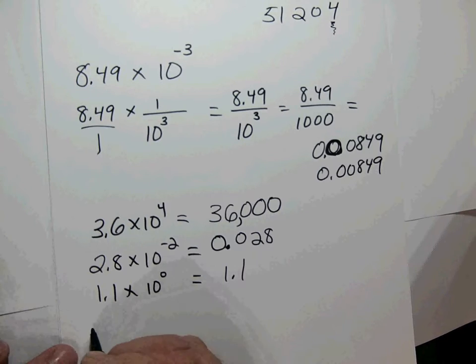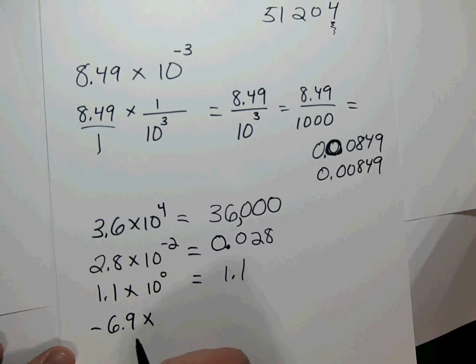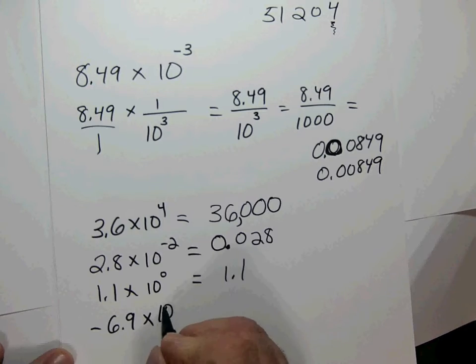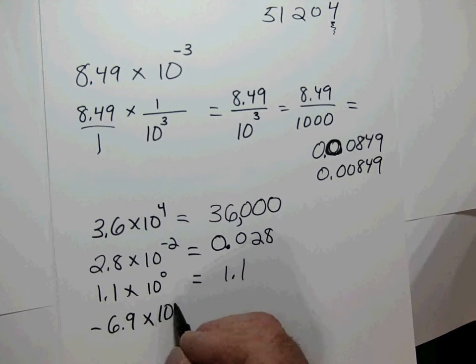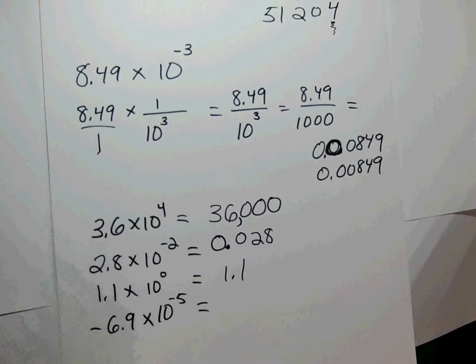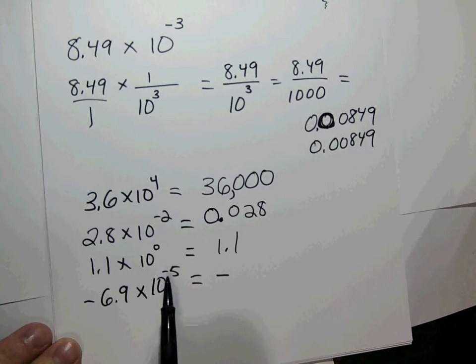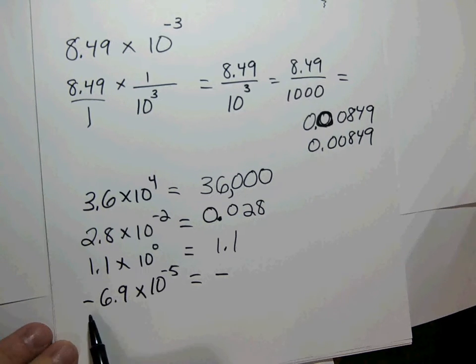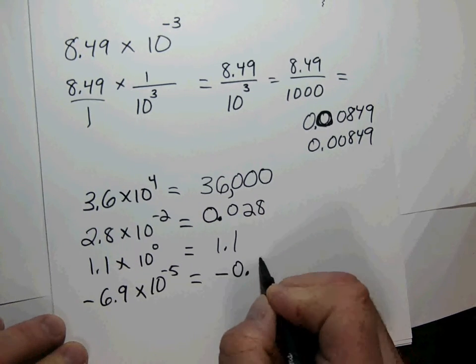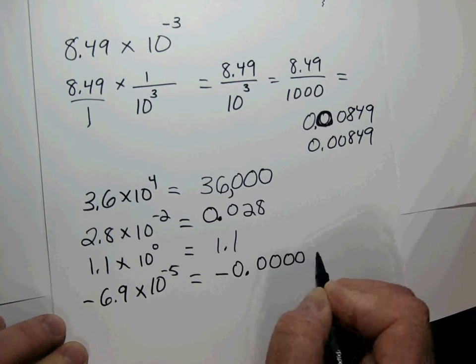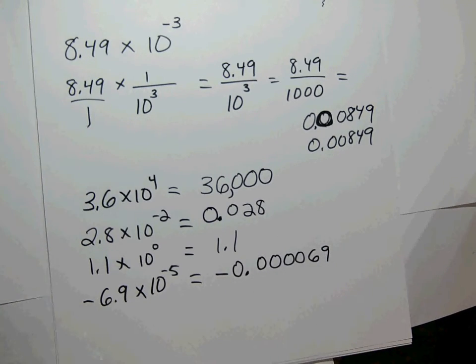Part D, negative 6.9 times 10 to the, what does that say? Negative 5th power. 5 decimal shifts to the left. The number is still negative, okay? The negative exponent has nothing to do with whether or not the number is negative. The number is negative because there's a negative sign in front of it. So it's a negative number. That doesn't change. This negative 5 is all about shifting the decimal to the left 5 positions. So I'm going to have my decimal point and 4 leading zeros, and then my 6, 9.